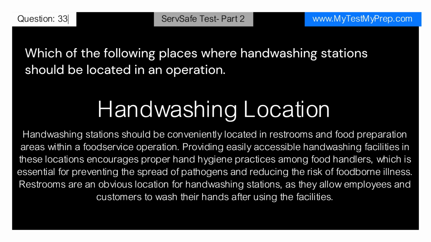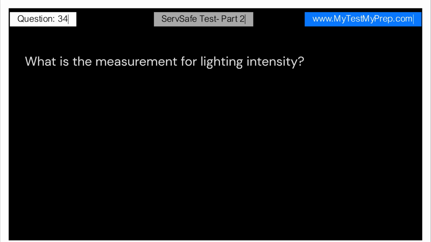Providing easily accessible hand washing facilities in these locations encourages proper hand hygiene practices among food handlers, which is essential for preventing the spread of pathogens and reducing the risk of foodborne illness. Restrooms are an obvious location for hand washing stations, as they allow employees and customers to wash their hands after using the facilities. What is the measurement for lighting intensity?